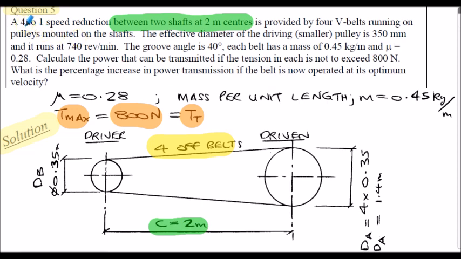And note we have a 4-to-1 speed reduction, so that means if the driving or smaller pulley has a diameter of 350 millimeters or 0.35 meters, that's dB labelled here, then for a 4-to-1 reduction, the driven pulley will be 4 times the driving pulley. So dA labelled here is actually 4 times 0.35, so 1.4 meters. I'll let you review the other information at your own pace.